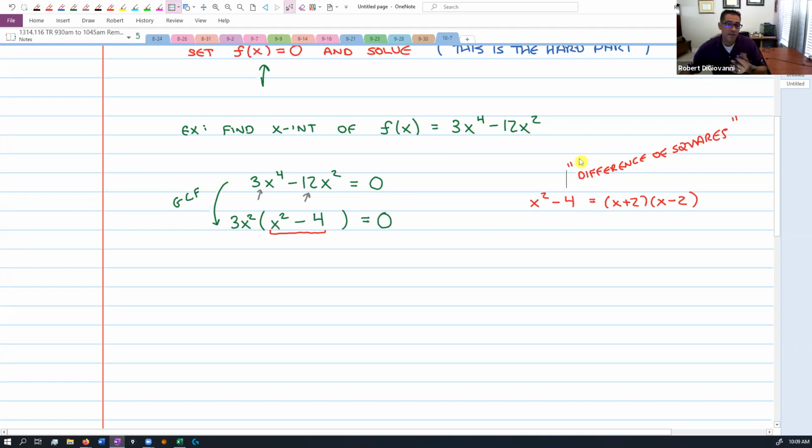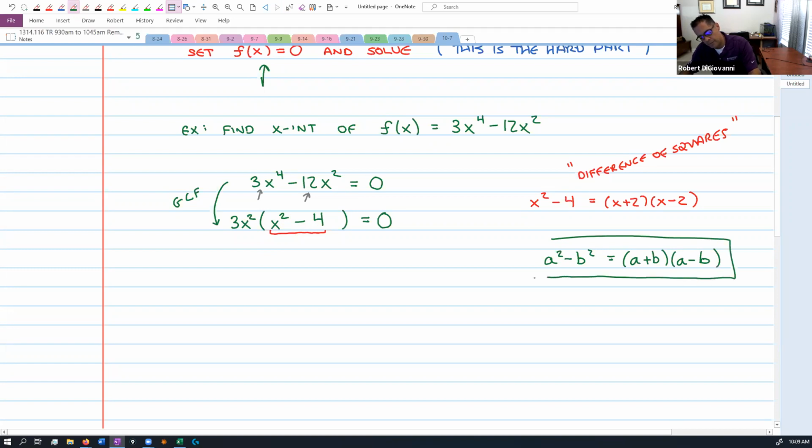And that, again, is something I'm going to expect that everyone here will recognize. Something squared minus something squared breaks down to be this. If you want to recall, there's a formula for this: a squared minus b squared equals a plus b times a minus b. That's your formula. Are there any questions? I'm about to break this down. Any questions?